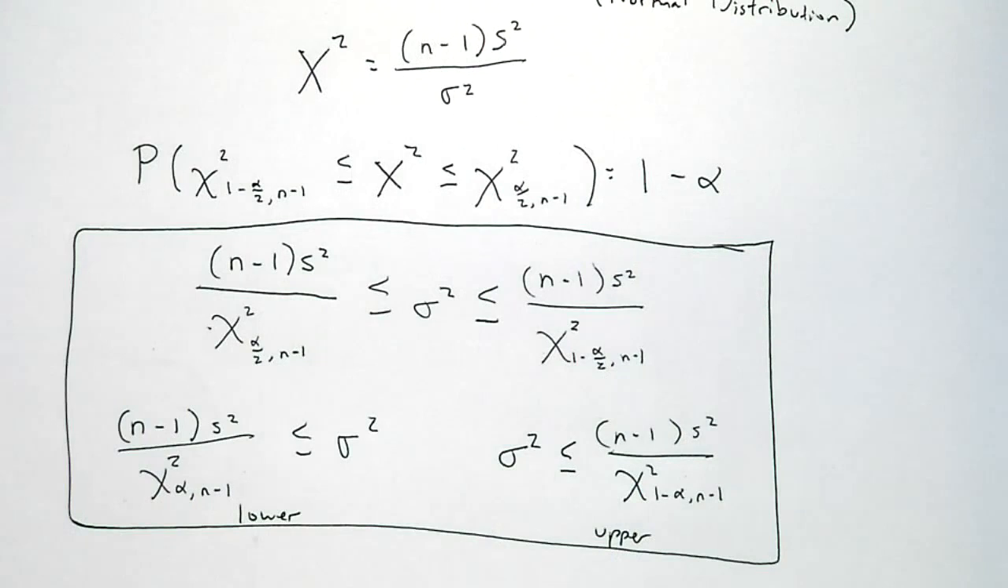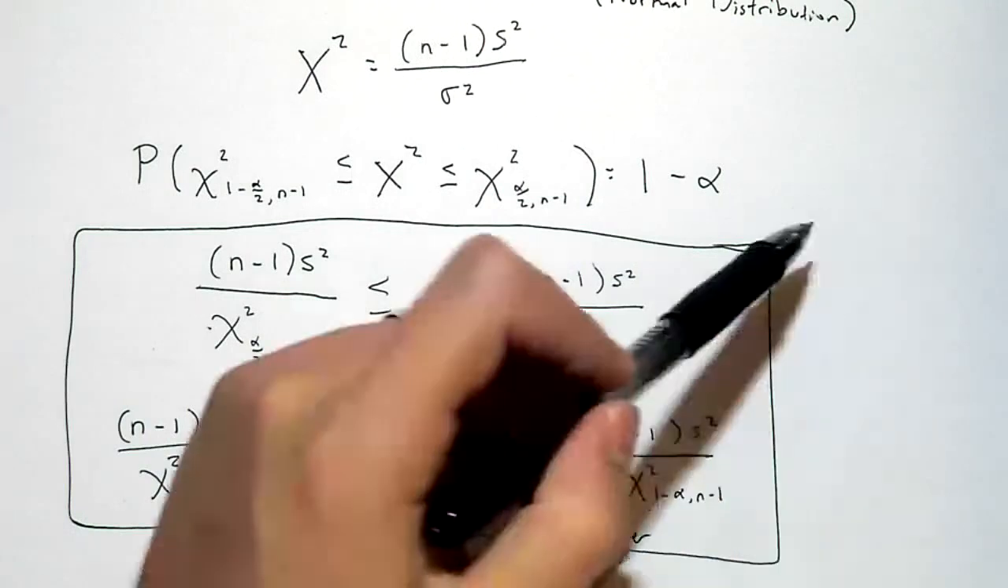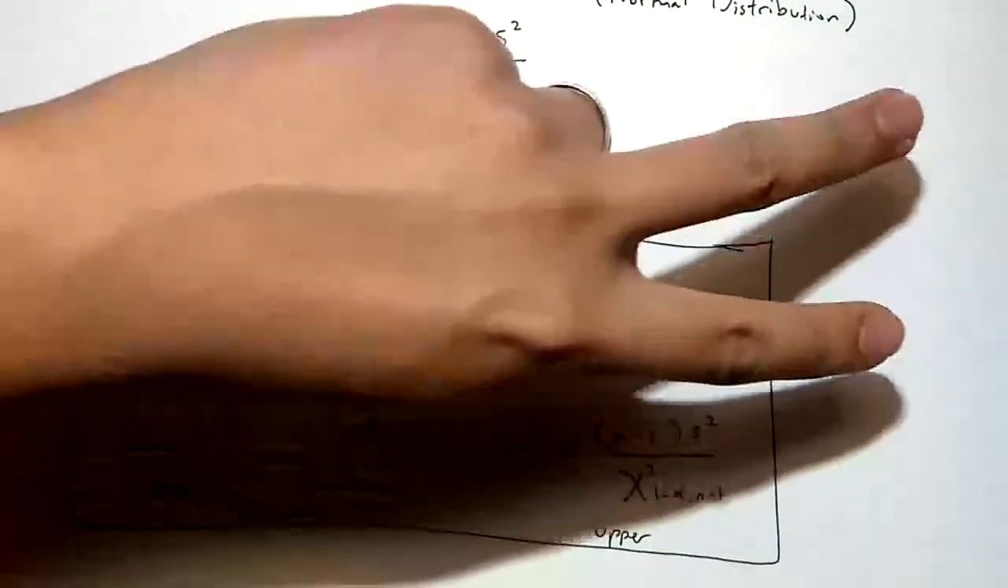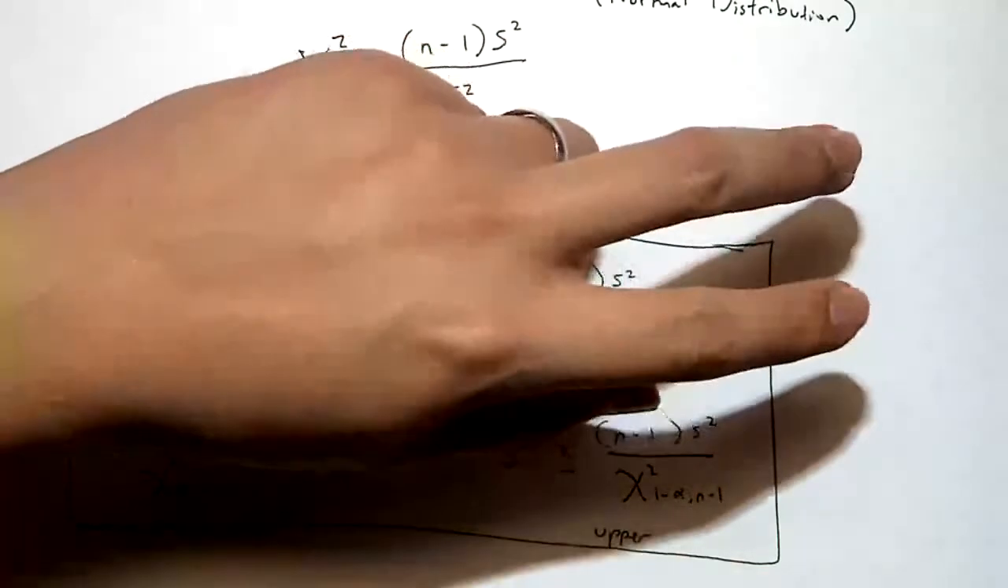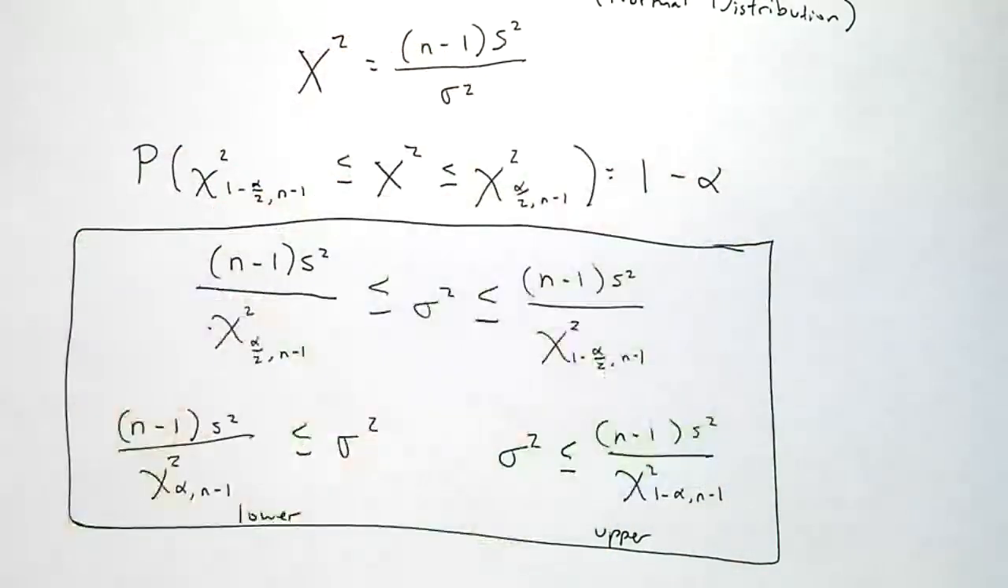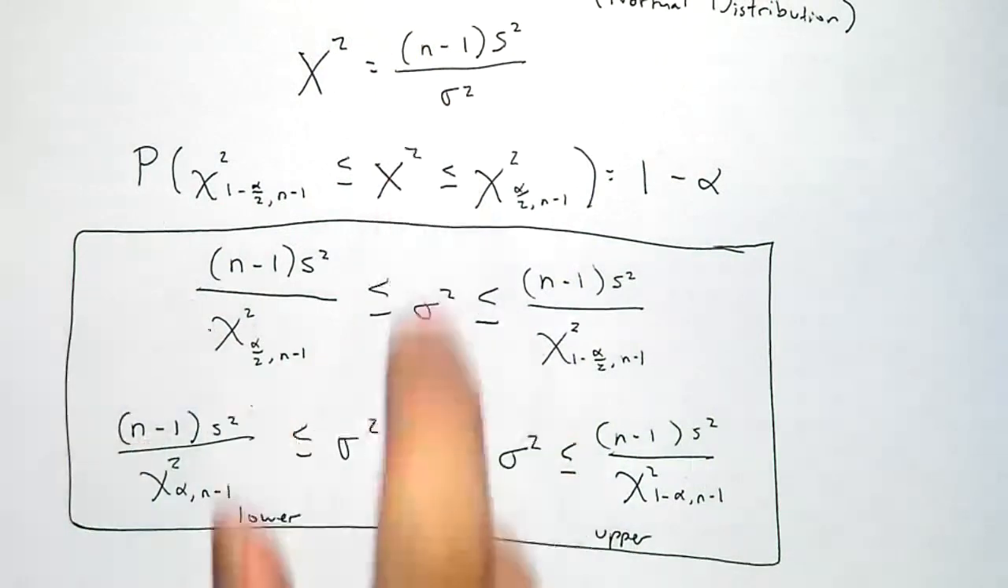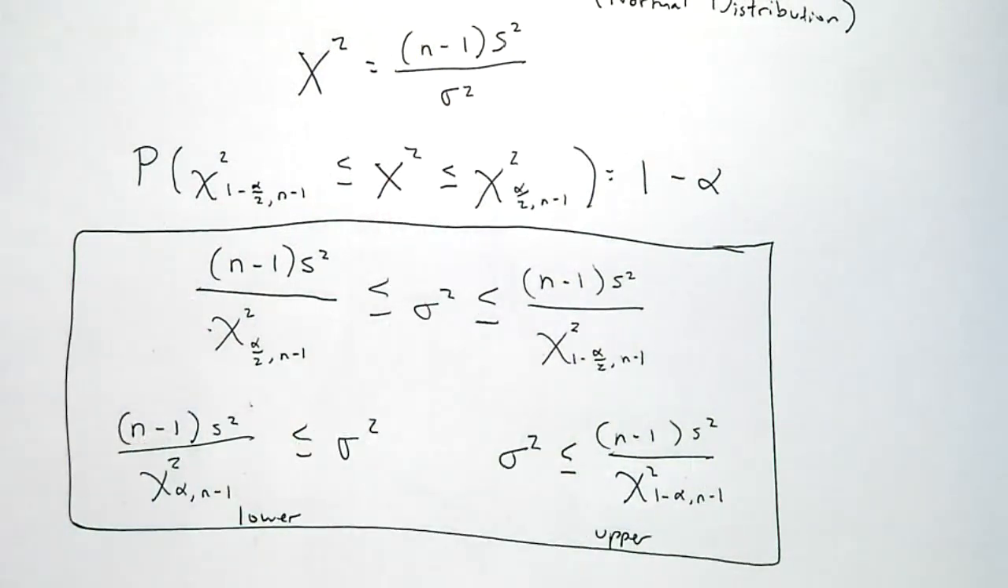Because when we solve, remember when you have an inequality and you want to take the reciprocal of a number, the direction of the inequality changes. Here, sigma squared is in the denominator, so you have to take the reciprocal to solve it, such that the direction of the signs changes. Gotcha. Yep.